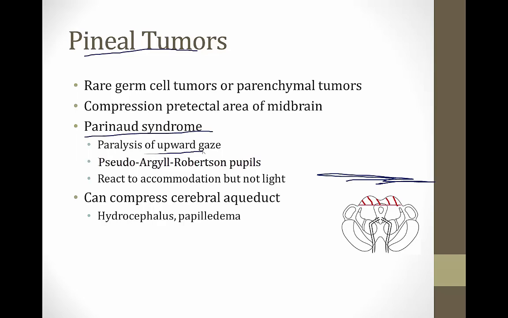They also have a pseudo-Argyll-Robertson pupil. So what is that? An Argyll-Robertson pupil is a finding in neurosyphilis where the eye does not react to light. In other words, it doesn't constrict when you shine light in it, but it does constrict when you have the patient follow your finger into their nose to test accommodation. Generally, an Argyll-Robertson pupil means neurosyphilis, but the one exception is Parinaud syndrome.